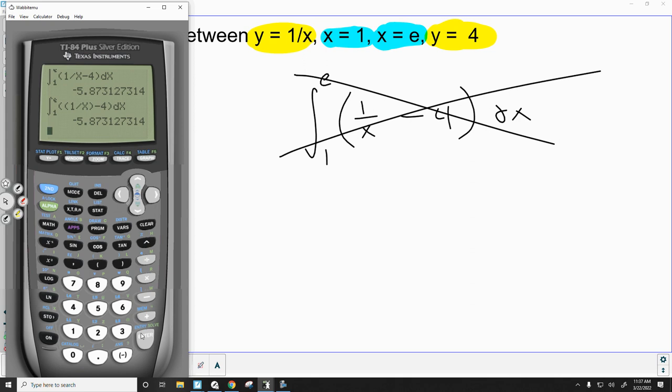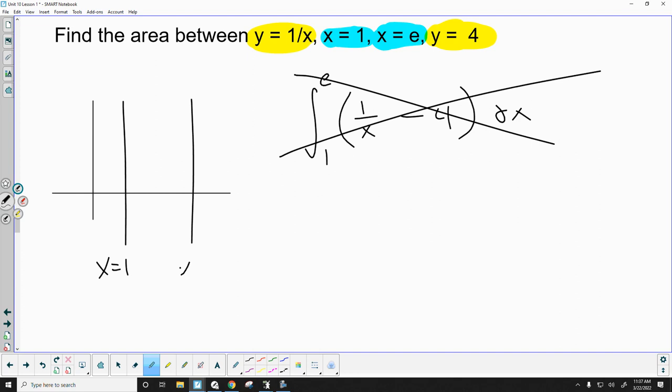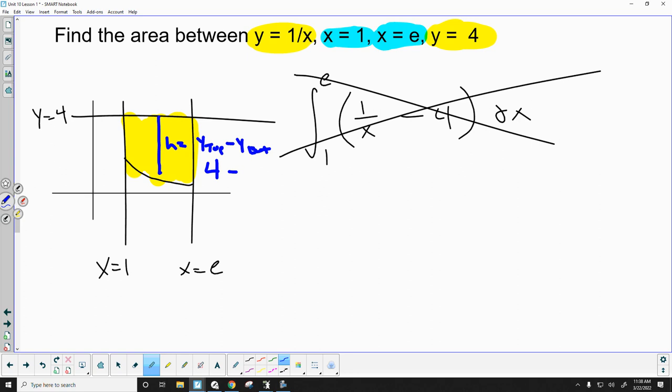So, what did I do wrong? Yes, 1 over x is just a fraction. If you sketched it between 1 and e, y equals 4 is up here. 1 over x would be down there. Here's your region. Here is your rectangle. So its height is top minus bottom, but the top is y equals 4, the bottom is y equals 1 over x. So it should be 4 minus 1 over x.